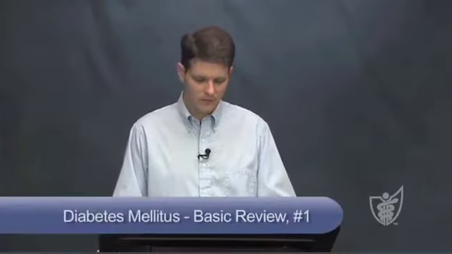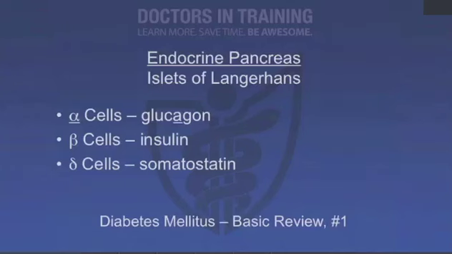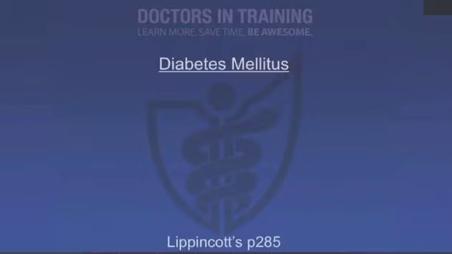The endocrine pancreas involves the islets of Langerhans. Dr. Langerhans was a medical student when he discovered these little clusters of cells scattered throughout the pancreas. The islets of Langerhans have three cell types. They have the alpha cells, which produce glucagon, the beta cells, which produce insulin, and the delta cells, which produce somatostatin.